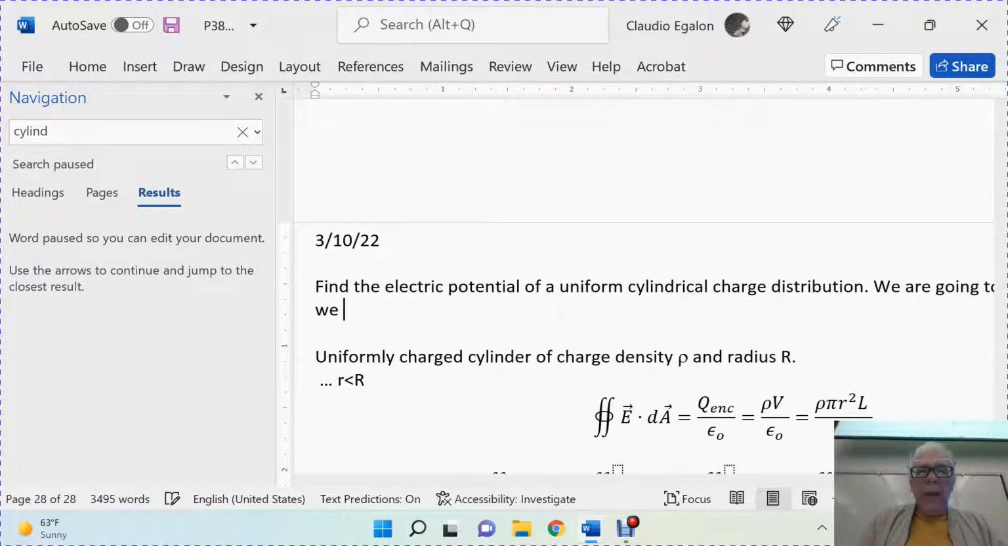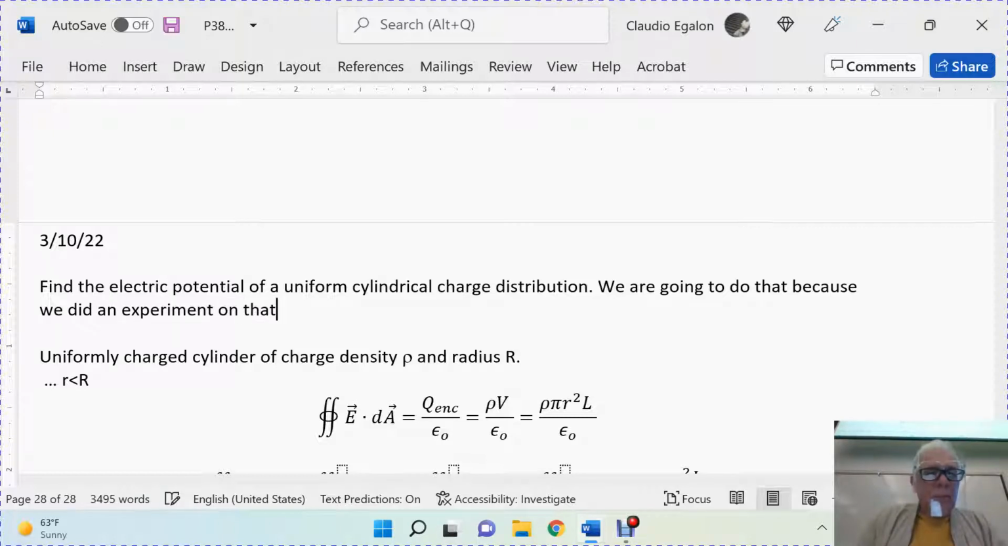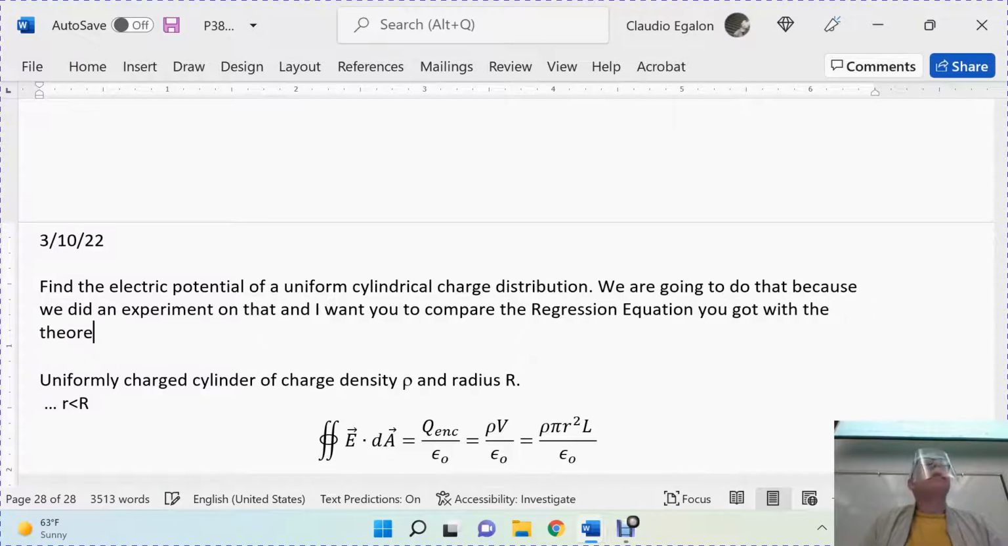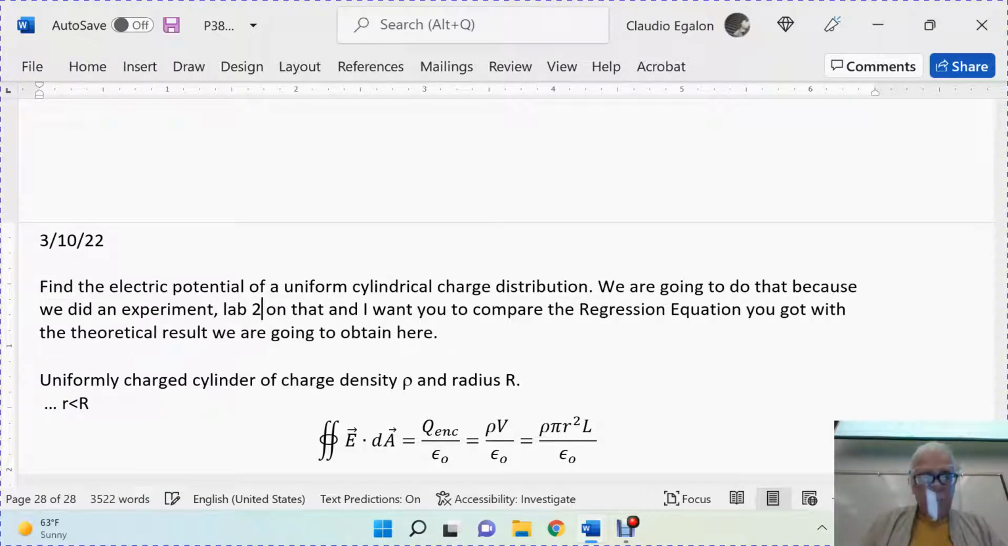Because we did an experiment on that, and I want you to compare the regression equation you got with the theoretical result we are going to obtain here. Yeah, lab 2. We're going to do that because we did an experiment. Here you go, lab 2.